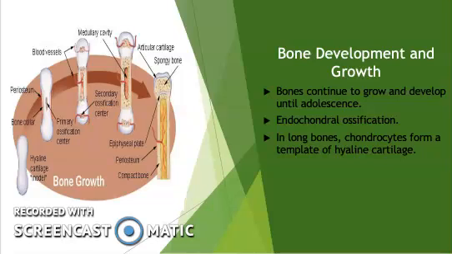So now I'm going to talk about endochondral ossification. That is the process of bone development from hyaline cartilage. All of the bones of the body except for the flat bones of the skull, mandible, and clavicles are formed through endochondral ossification.